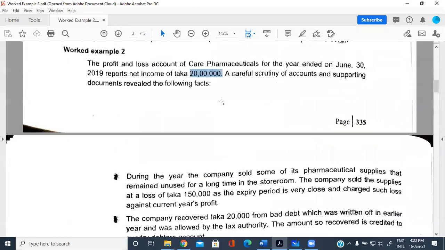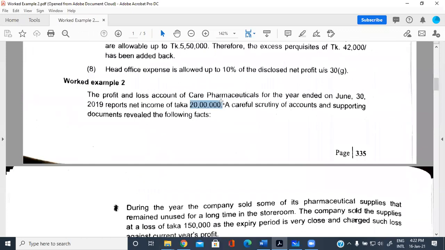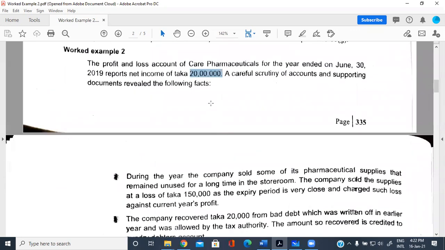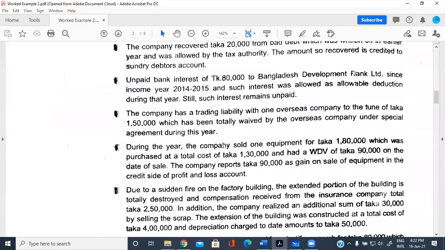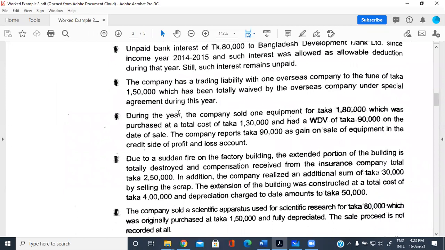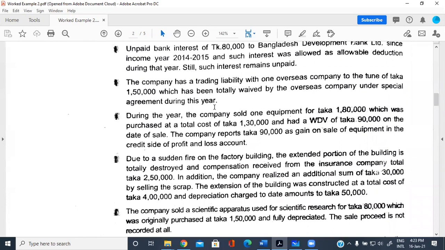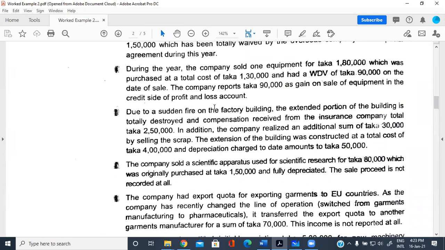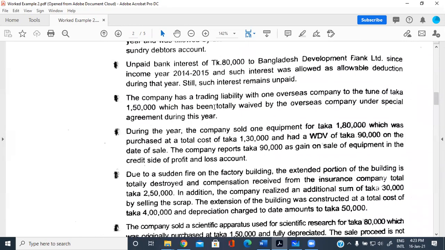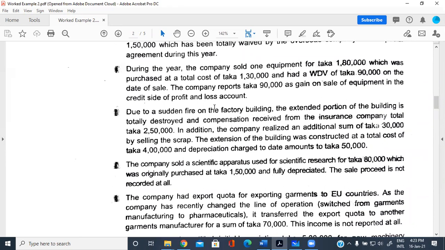Okay. If we assume that it has not been included in the profit totally, in that case, we can add 40,000 with the profit, and we can show 50,000 separately as capital gain. Okay. Yes, sir. Okay. So let's continue.